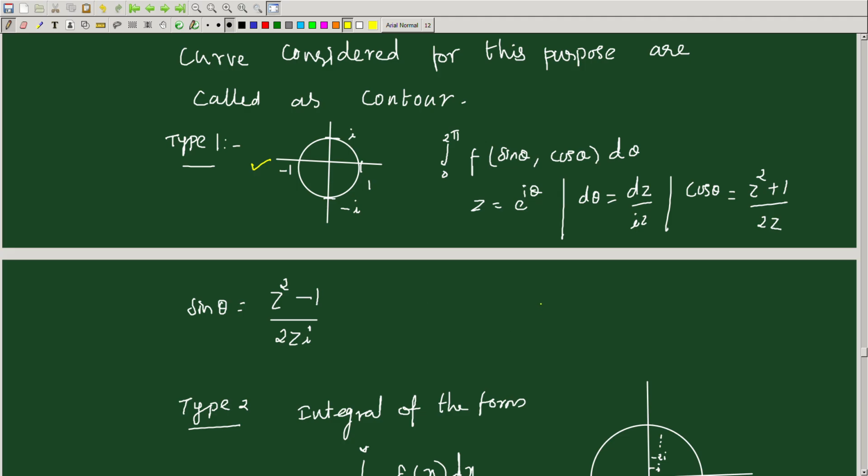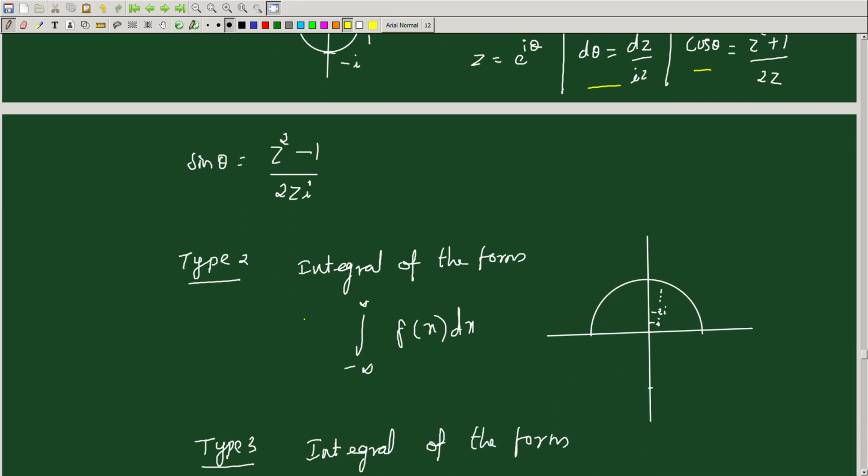For type 1, again the revision: you have to take z equal to e power i theta, d theta is nothing but dz by iz, cos theta is (z square plus 1) by 2z, and sin theta is (z square minus 1) by 2zi. So next one is type 2.